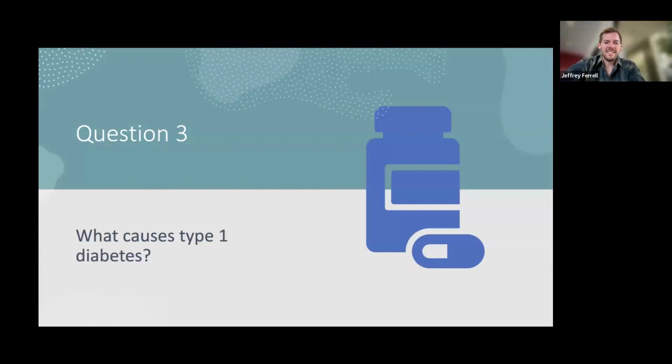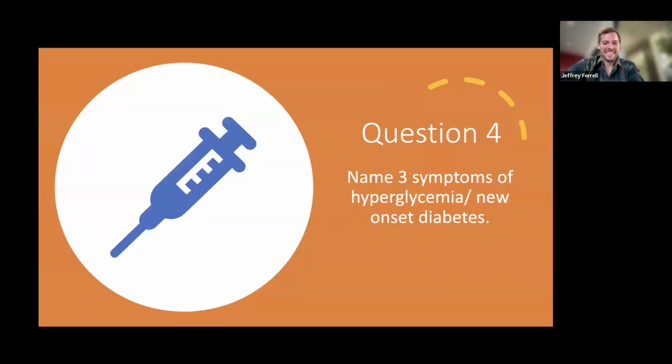And then question 3, what causes type 1 diabetes? Oh, oopsies. I skipped ahead. I gave the answer away. Beta cell destruction. They can't make insulin. Awesome.